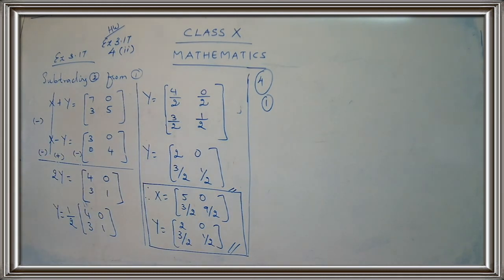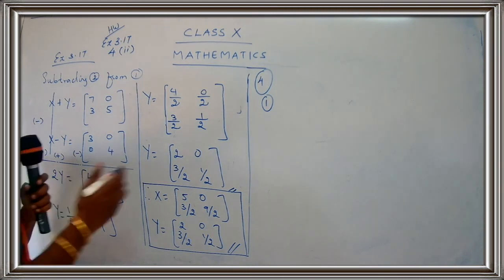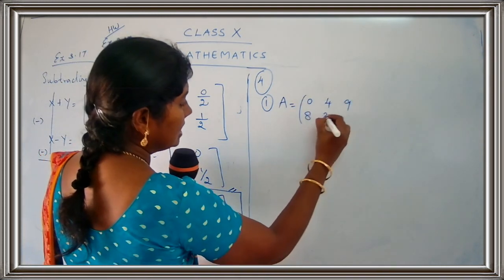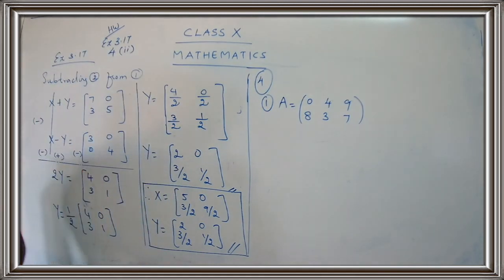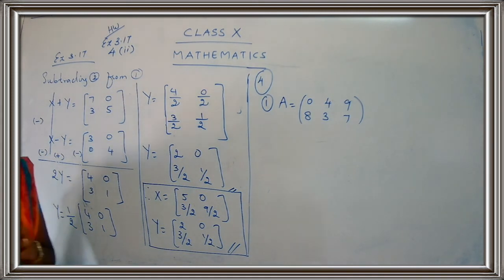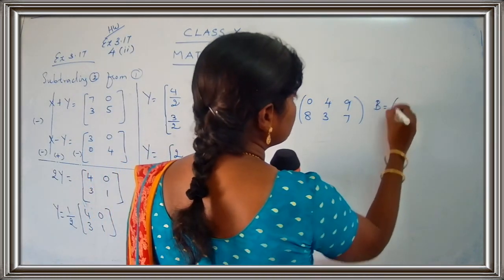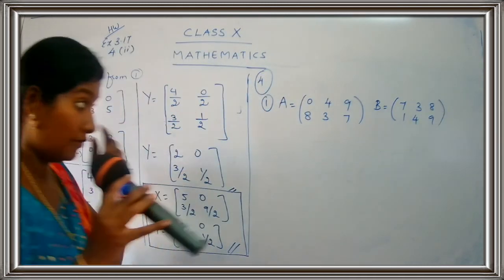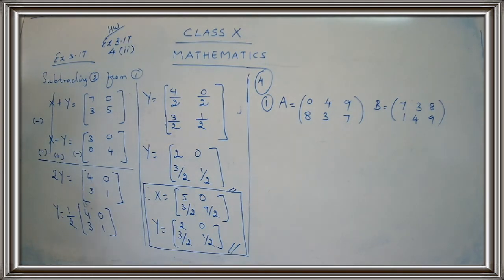Okay. I'm going to do the first subpart. What is the matrix given to you? A is given. What is the value for elements of A? A is equal to 0, 4, 9, 8, 3, 7. Yes. Okay, let's go for the next matrix. What is the value for B given to you? 7, 3, 8, 1, 4, 9. Okay, so they have given you two matrices A and B.